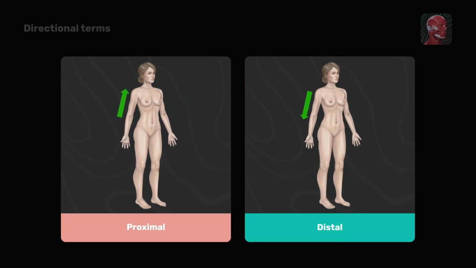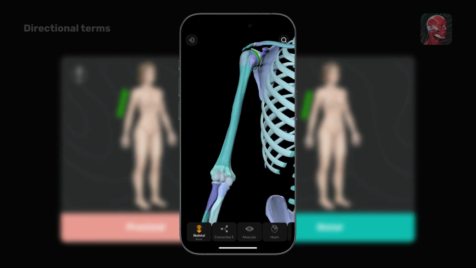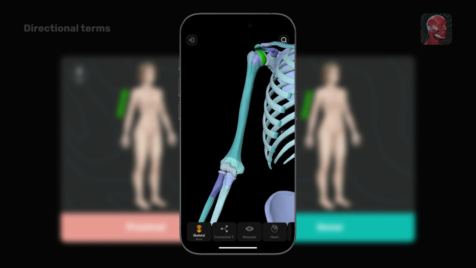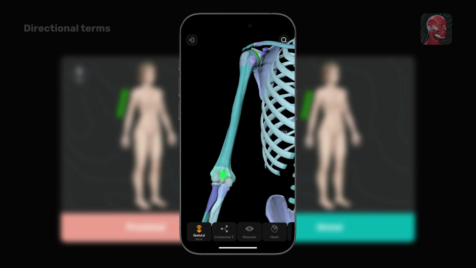The last pair of terms are proximal and distal. They are used to describe structures that have a beginning and an end. The closer to the beginning, the more proximal, and the closer to the end, the more distal. For instance, the proximal part of the humerus is involved in forming the shoulder joint, while the distal part is involved in forming the elbow joint.